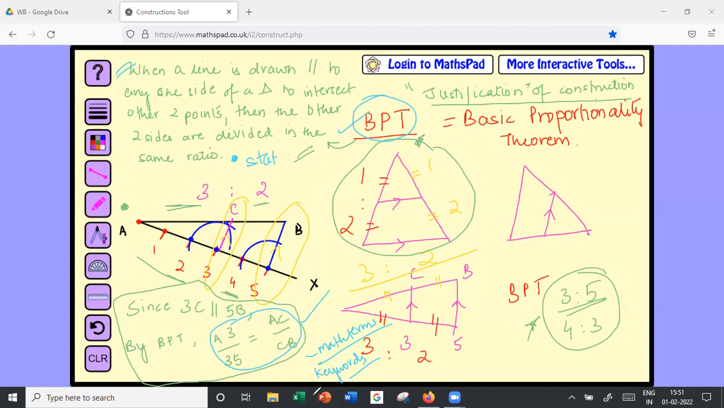Whatever values they give you, you can use the same method. Even if you have a ratio like 5:6, you use the same method. Instead of making 5 points, you will make 5 plus 6, which is 11 points, and you will join the 11th point to B. Then at the 5th point, you make the same angle and join it, and you make the point 5C like that.